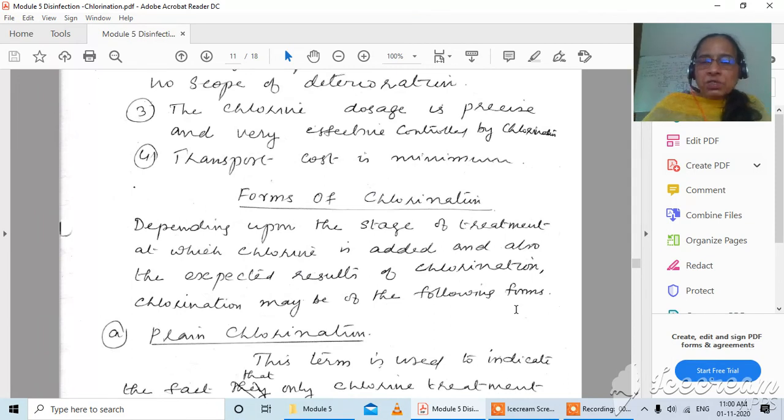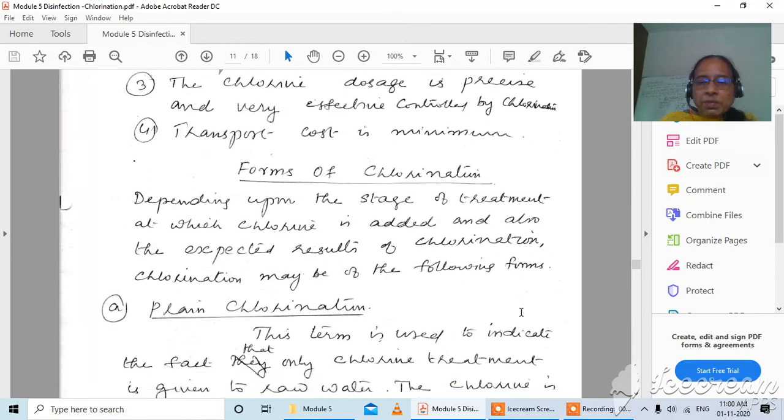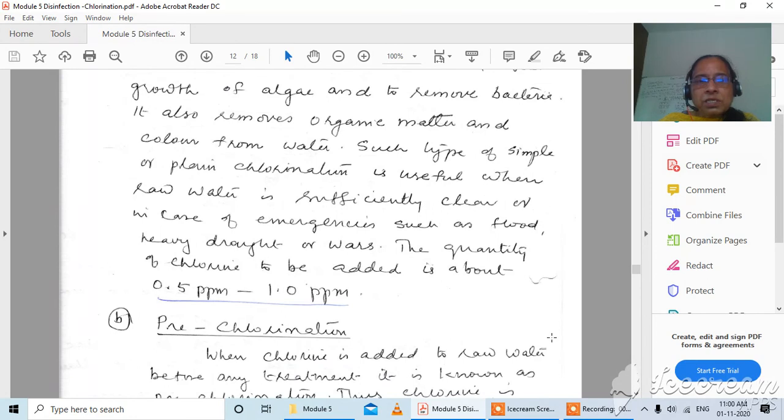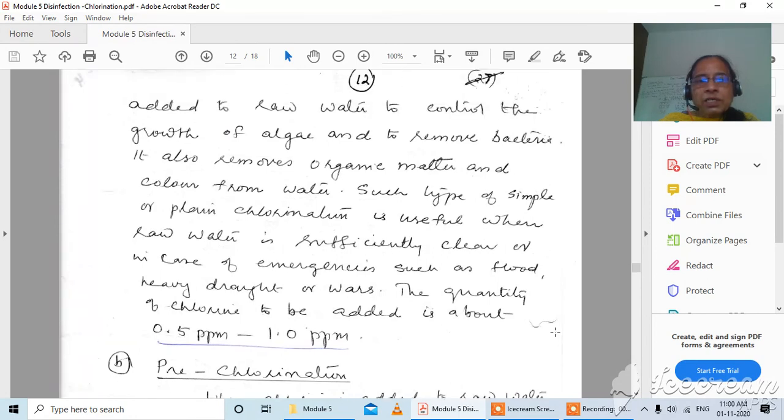This term is used to indicate the fact that only chlorine treatment is given to raw water. The chlorine is added to raw water to control the growth of algae and to remove bacteria. It also removes organic matter and color from water.